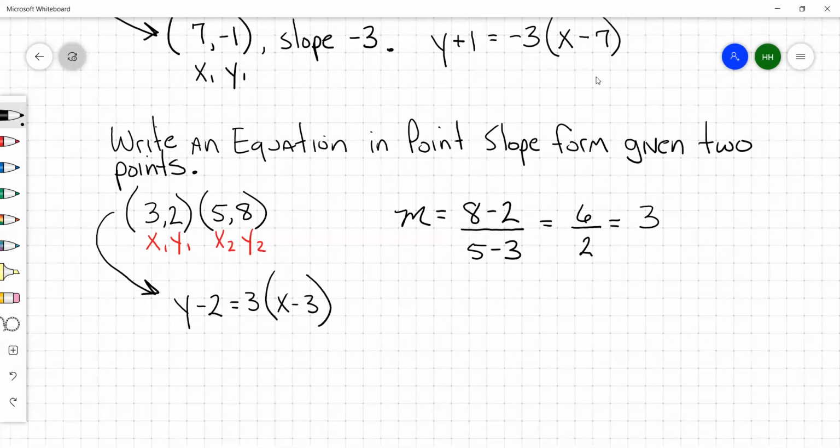When we use the second point, we're going to get y minus 8 equals 3 times, what goes in the parentheses? x minus 5, good.